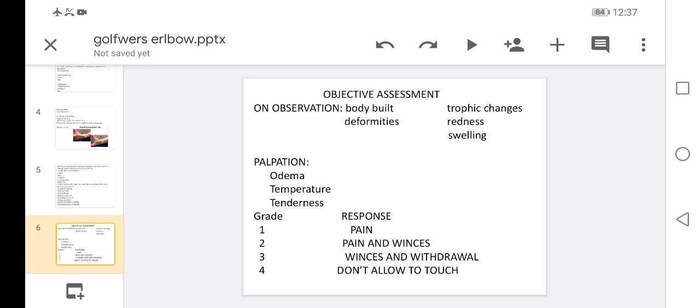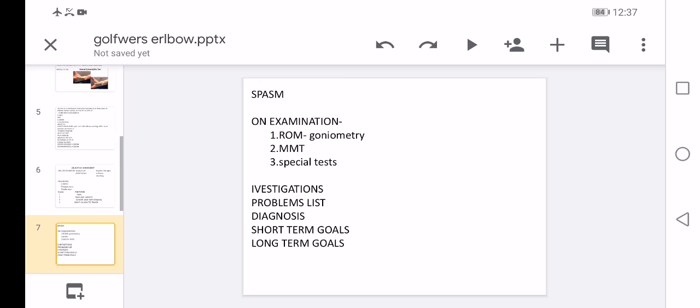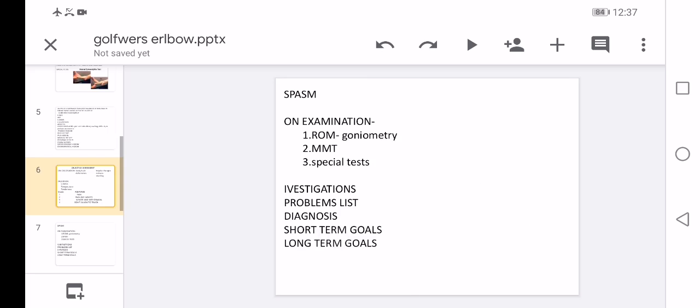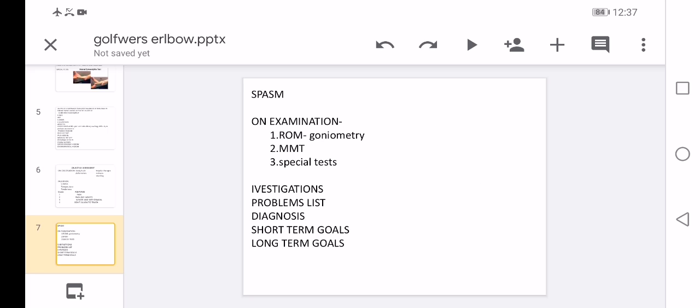Grade 1, you have pain. Grade 2, you have pain and winces. Grade 3, winces and withdrawals. Grade 4, the patient doesn't allow you to touch it. Next we have spasm, any contraction of the muscle.